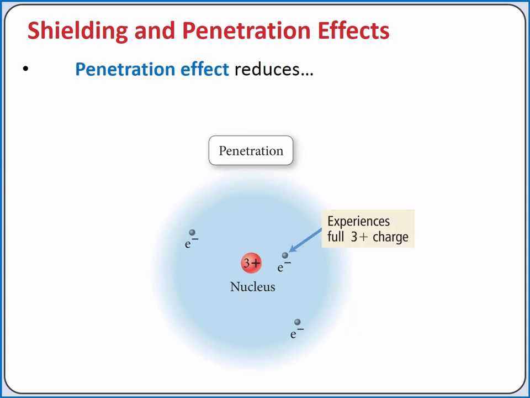The penetration effect reduces the shielding effect due to the overlap of the orbitals. Although the electron in the 2s subshell is more likely to be found farther away from the nucleus than the electrons in the 1s subshell, the probability overlaps, so there are times when the electron in the 2s subshell might be just as close to the nucleus. During this time, the electron is not shielded as effectively, and it experiences a higher net charge from the nucleus.